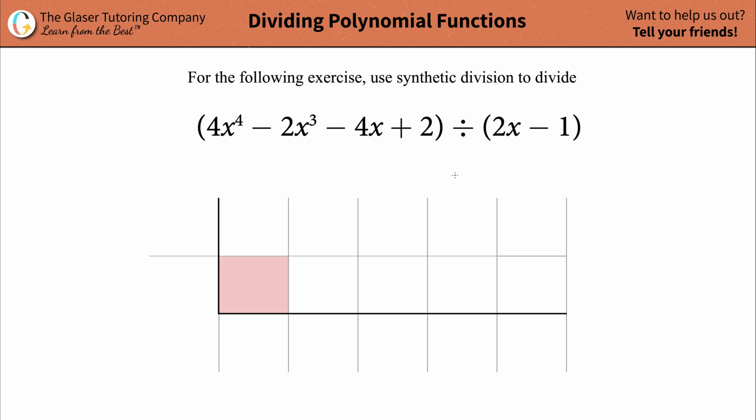So look at your dividend, and what you're going to do is locate your highest power of x. Okay, you're going to add 1 to it. So in this case, it's a 4, so you add 1 to it, and that's a total of 5. What that's going to do is tell you the number of columns you need inside of your synthetic division table.